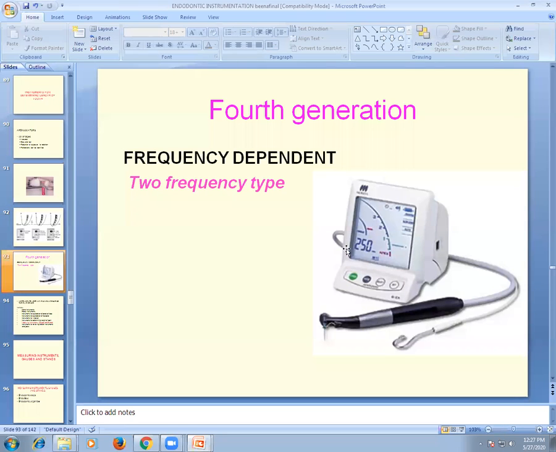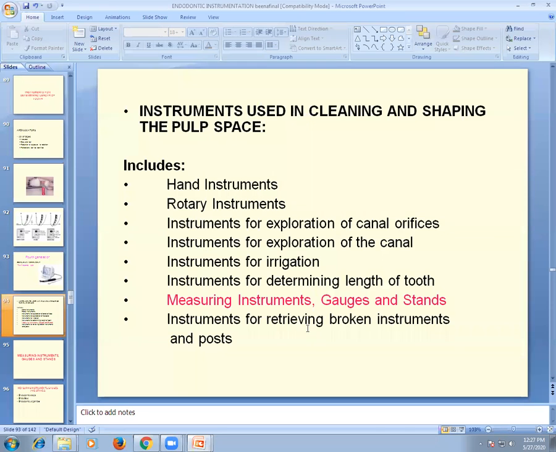This is the fourth generation type. In this, you can see the markings 1, 2, 3, and this is at the apex. Once you put the file, there will be markings like 0.5 mm from the apex, 1 mm from the apex, 2 mm, 3 mm, and so on. So these are the apex locators. It is used to determine the length of the canal.